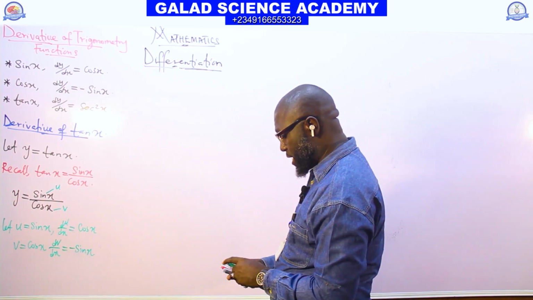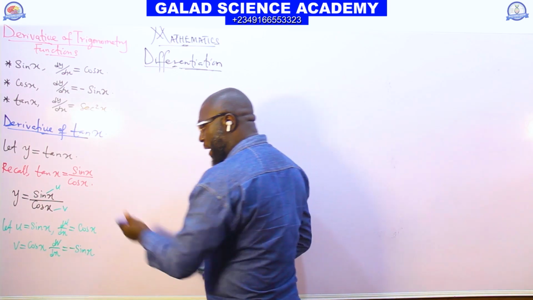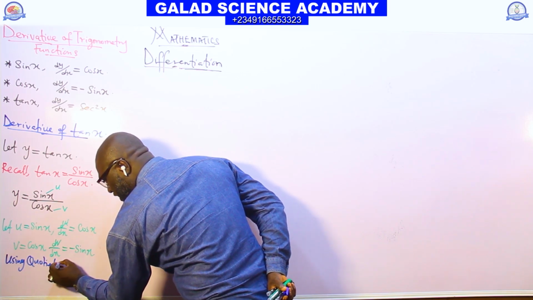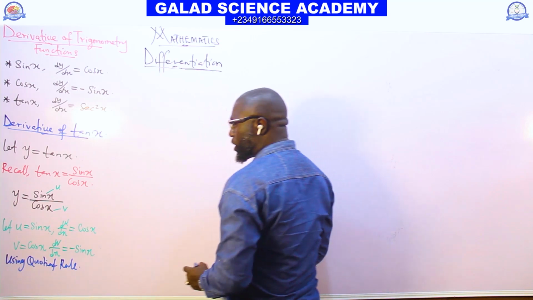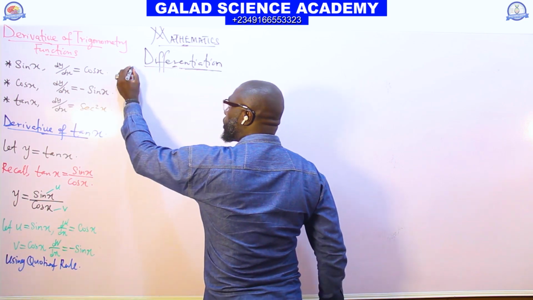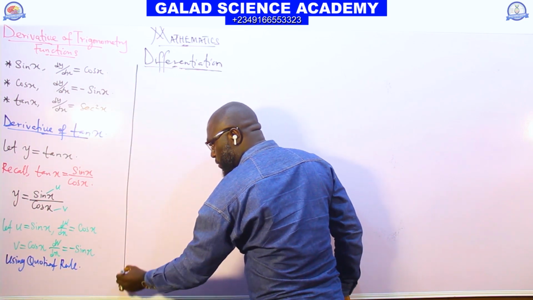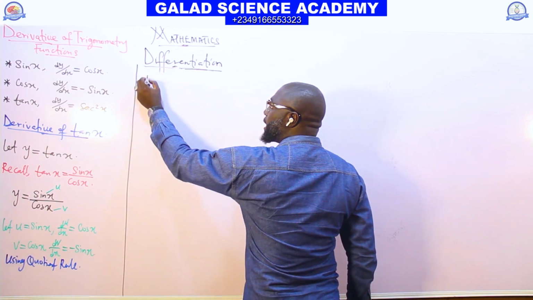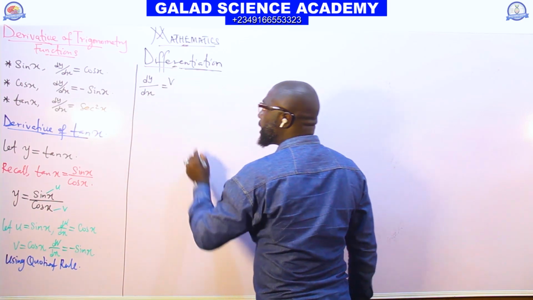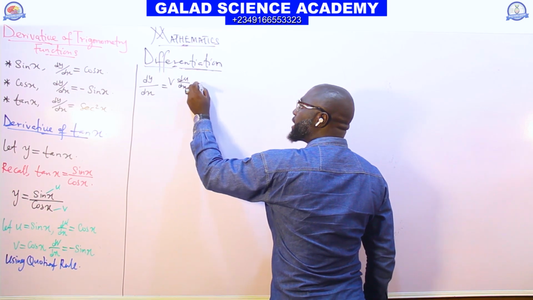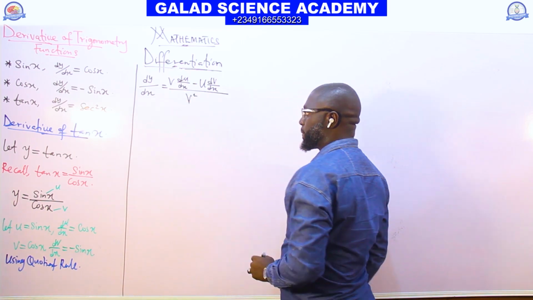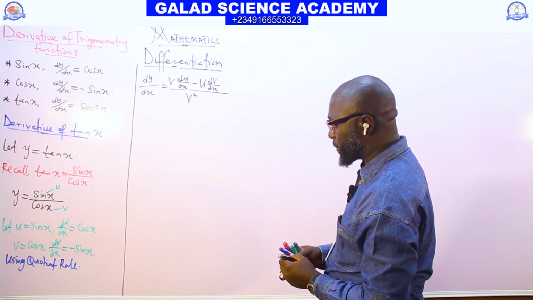Once we have this, we can now introduce our formula by using the quotient rule. Our quotient rule is saying that dy/dx equals v du/dx minus u dv/dx, over v squared. This is the quotient rule formula.